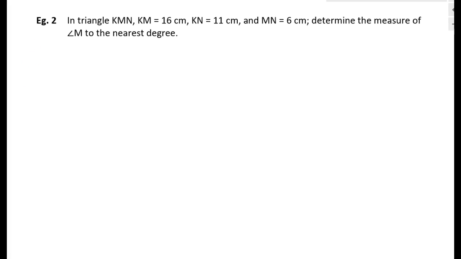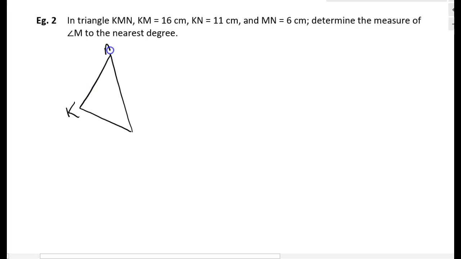Example 2. We know that we're dealing with some triangle KMN, where KM is 16 centimeters, KN is 11 centimeters, and MN is 6 centimeters.